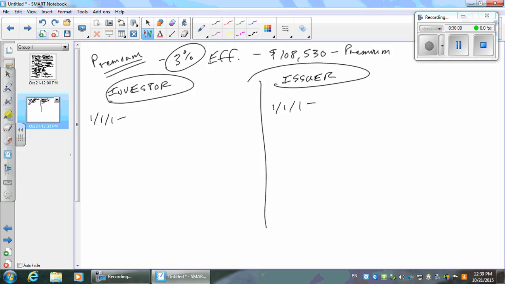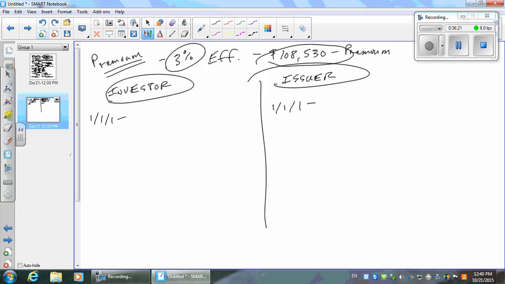Everybody got a journal entry written down? The hard part was getting 108,530, right, guys? That's the hard part. The rest of it's really nothing. I don't know if that's all that hard. It's just a lump sum and an annuity, right? Calculate the value of each and add them together. You know what the value of the bond is.